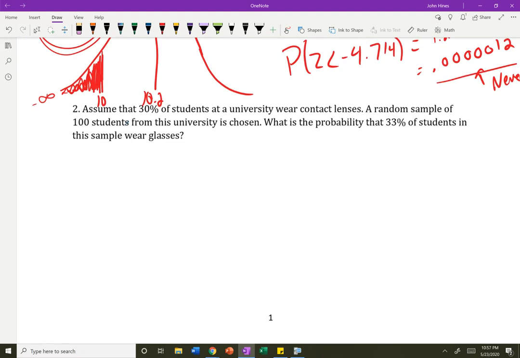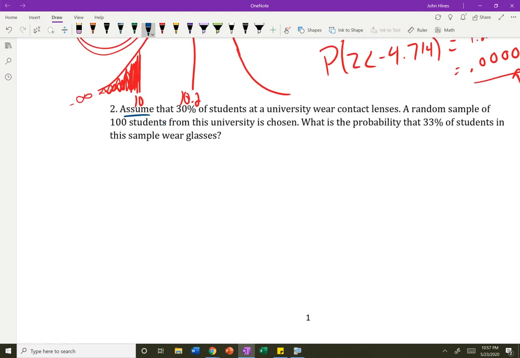Number 2 says, assume that 30% of students at a university wear contact lenses. So this is our assumption. We're assuming the parameter is 30%. So a random sample of 100 students from this university is chosen. What is the probability that 33% of students in this sample wear glasses? So we want to know, what is the probability that my p-hat is greater than or equal to 0.33?